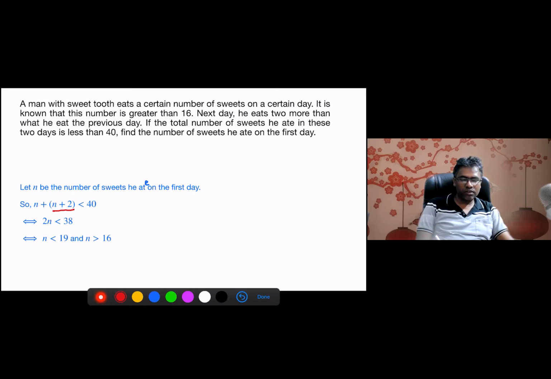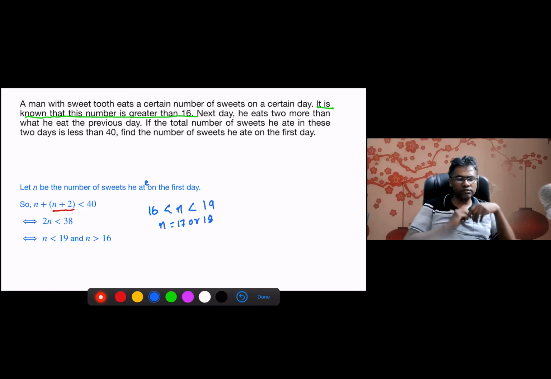I did not understand the last part, sir. Because it is given in the problem. It is known that this number is greater than 16. You understand? Yes, sir. So that means your n is actually between 16 and 19. Agreed? Yes, sir. So then your n will be what? 17 or 18. So what will be the answer then? 17 or 18? Both.